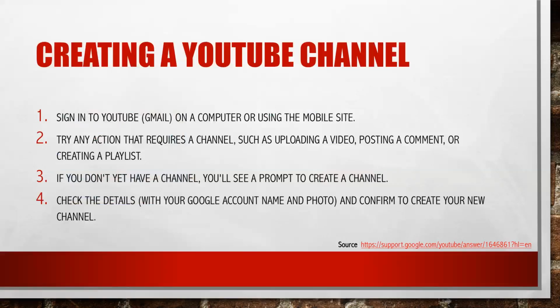And then when you go to YouTube, try any action that would require your channel. For example, you can try to click on upload a video. When you click on upload a video, it will recognize that you don't currently have a channel available, so it would ask you to create a channel. Once you create a channel, then you can upload a video into your channel.